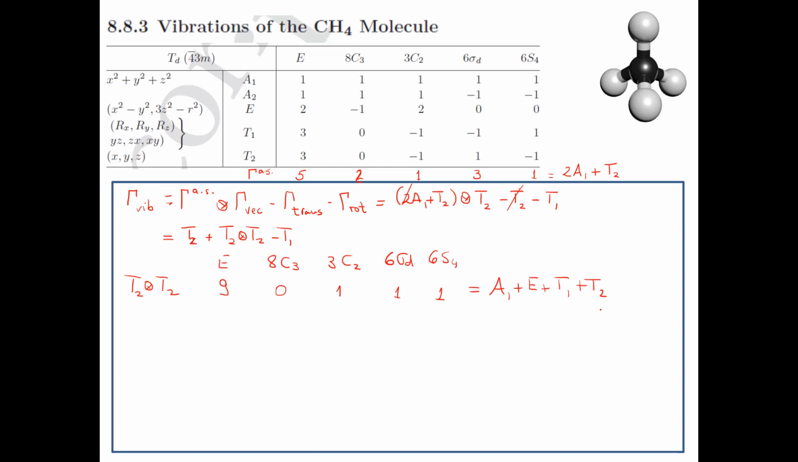All right. Very good. So in the end, the vibrational representation will be A1 plus E plus twice T2. So this molecule has four frequencies. One of them is non-degenerate, one of them is twofold degenerate, and two of them are threefold degenerate. Okay? So let's check the Raman and infrared activity.